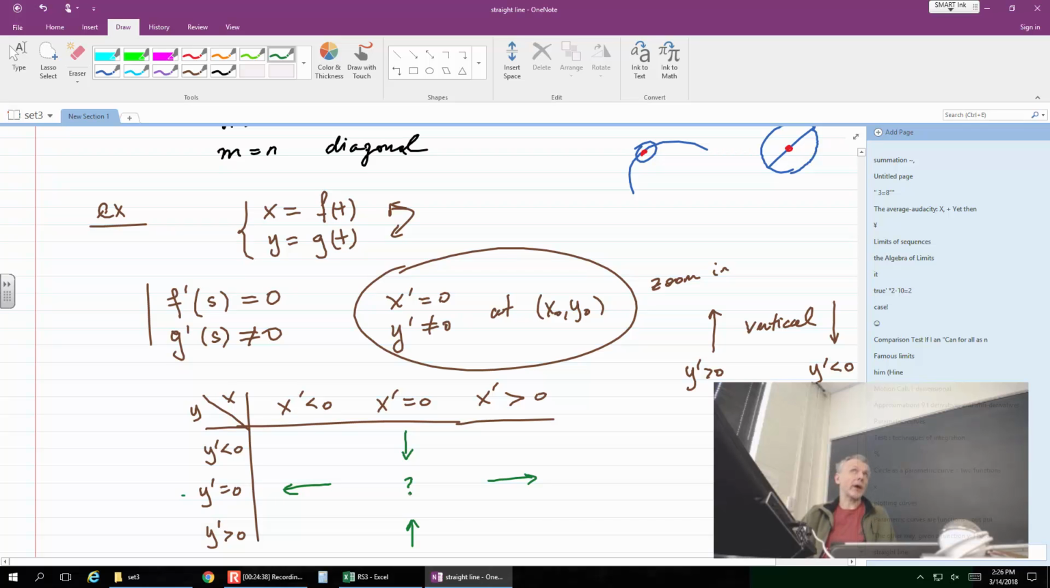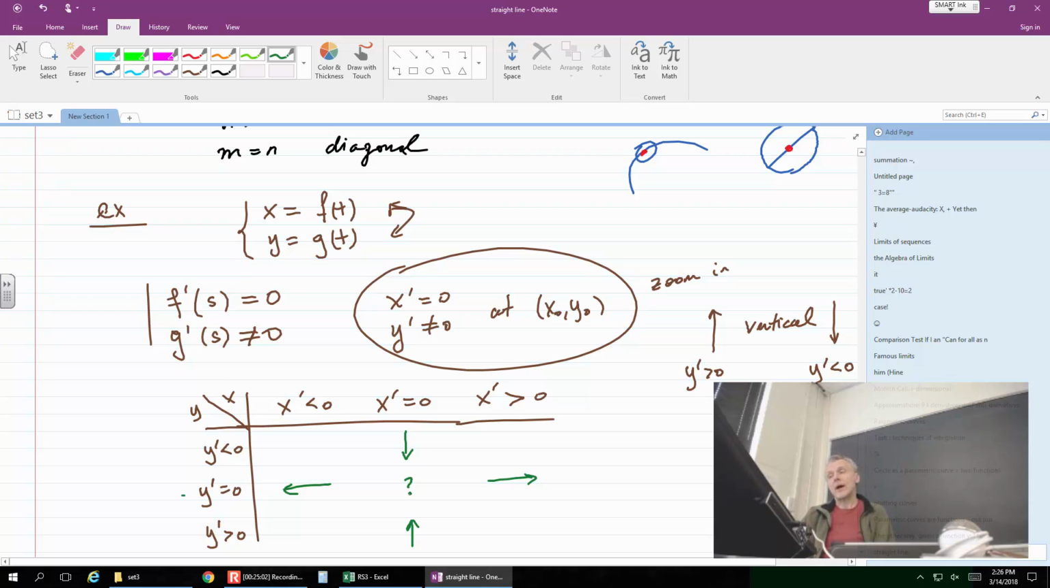One thing worth mentioning is that this one is a questionable location. When both x prime and y prime are equal to 0, you cannot say anything specific about this behavior based entirely on the derivative. So for an instant, you're not moving pretty much in any direction. So there's nothing specific that you can say about it.